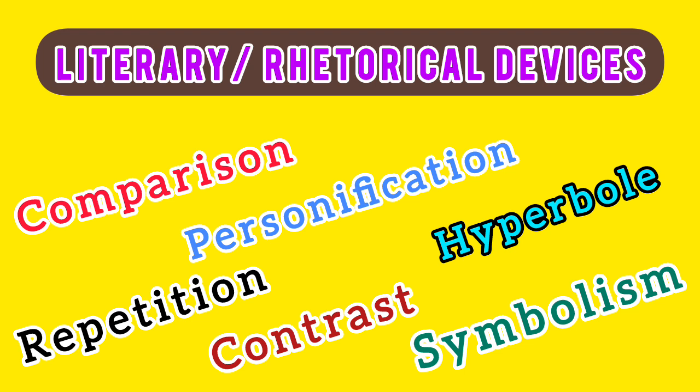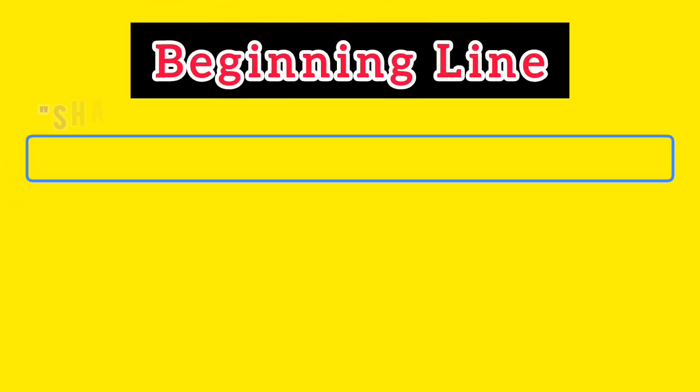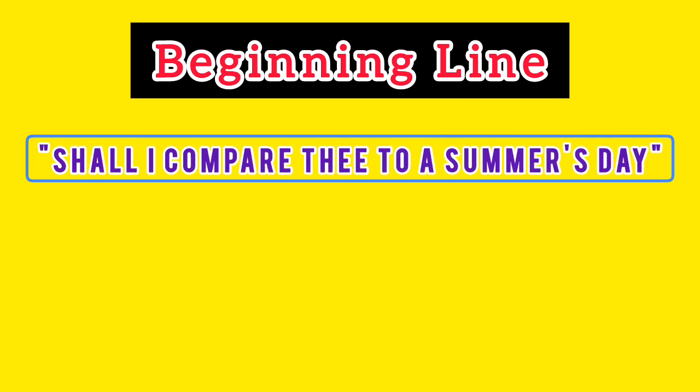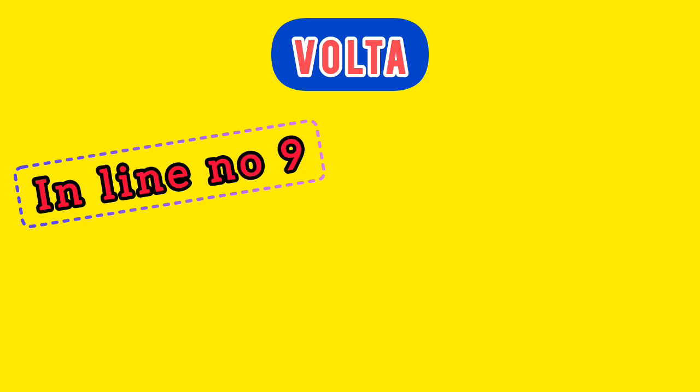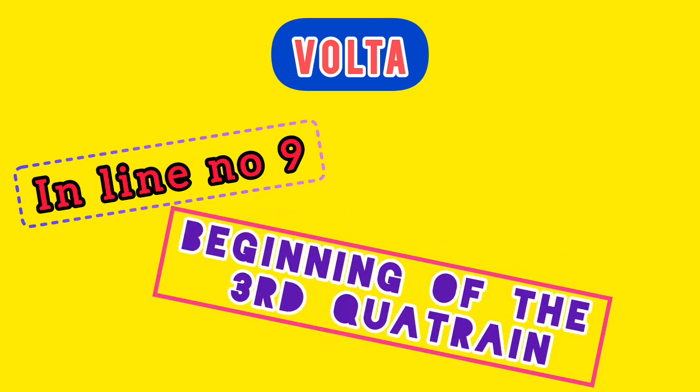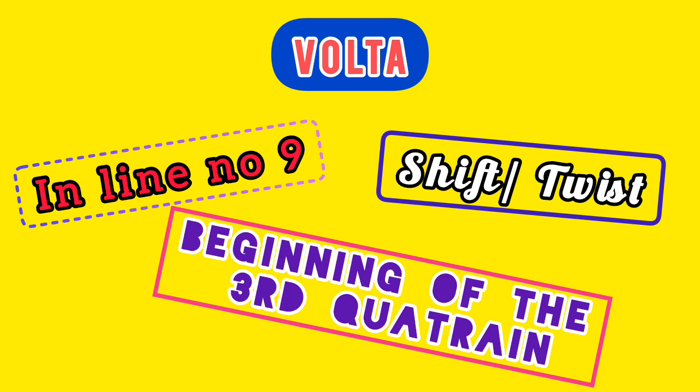And most importantly, the beginning line, which is also sometimes considered the title of this sonnet number 18, is also a rhetorical question. Next point, volta. What is volta? Volta in a sonnet form usually comes in line number 9. So here in the case of William Shakespeare's sonnets, at the beginning of the third quatrain, that is of course in line number 9, there is a shift in the subject matter.